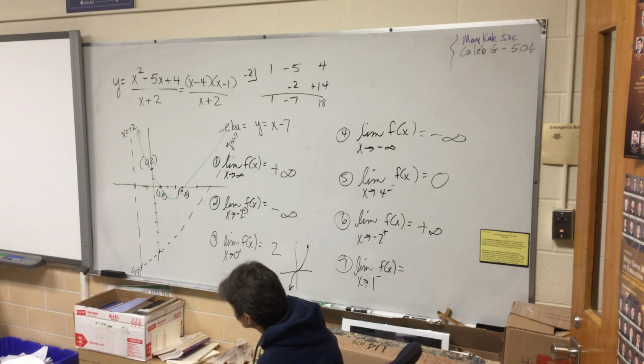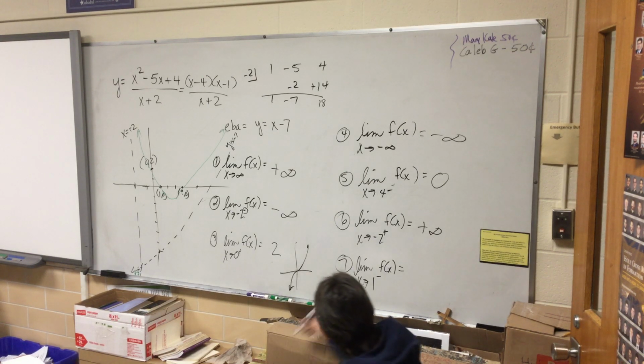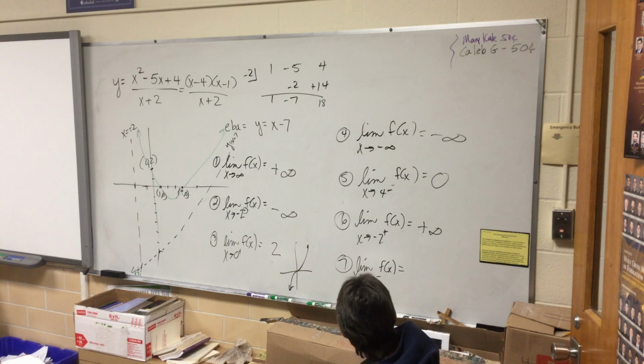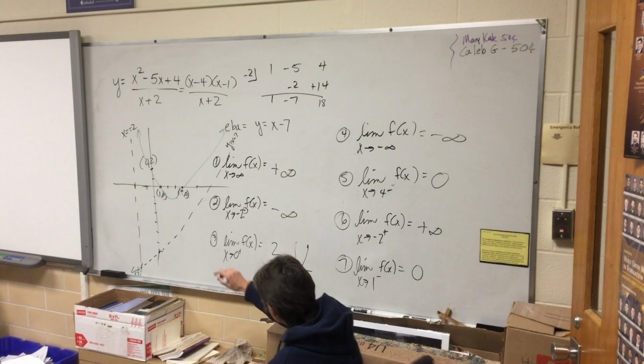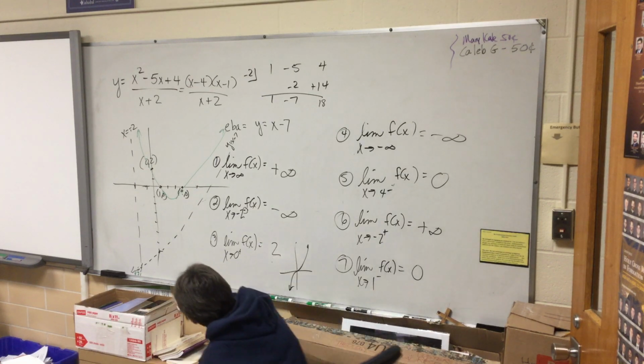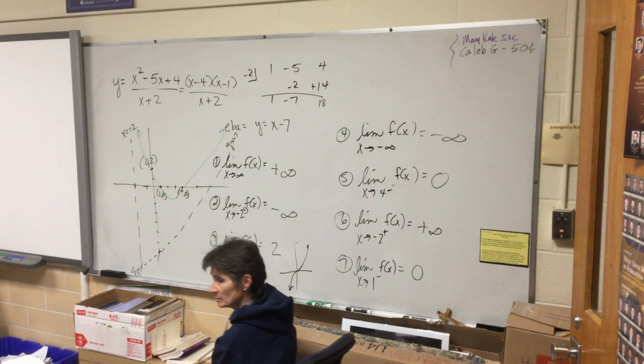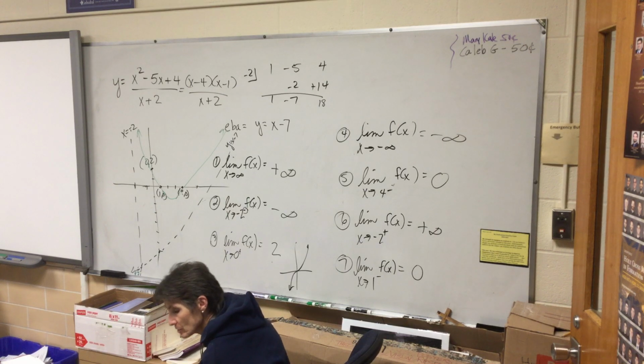Yeah. Yep. Ellie, what'd you get for the last one here? 0. Because x equals 1 is a point. So the limit from either side is going to be a 0. Okay.